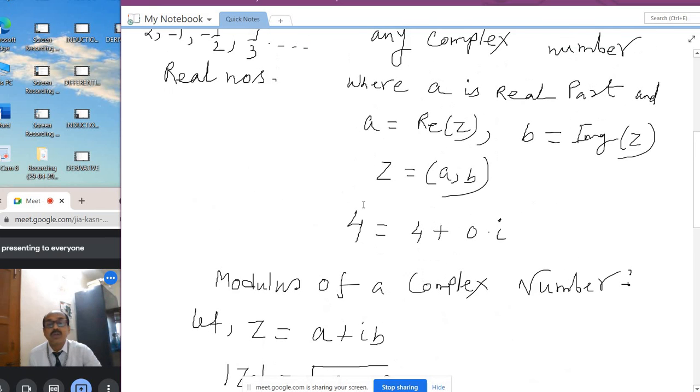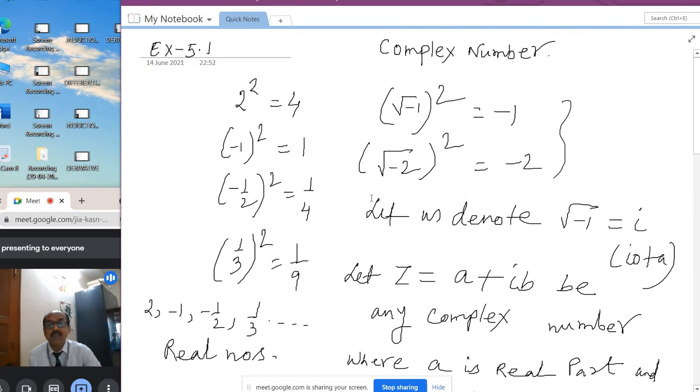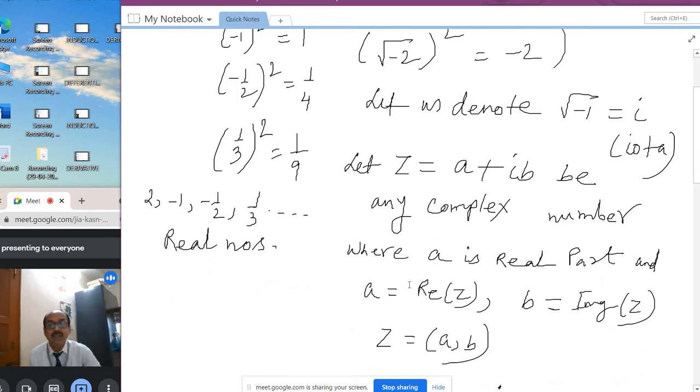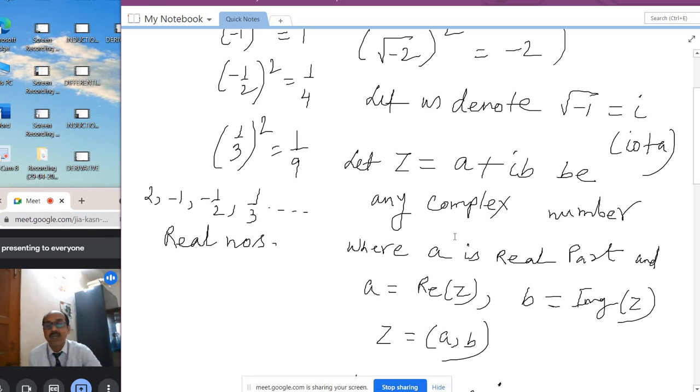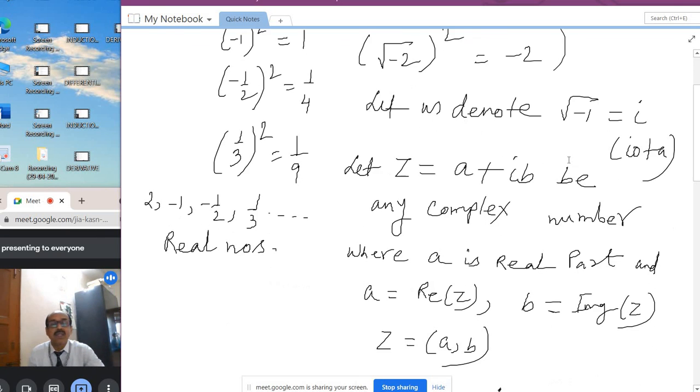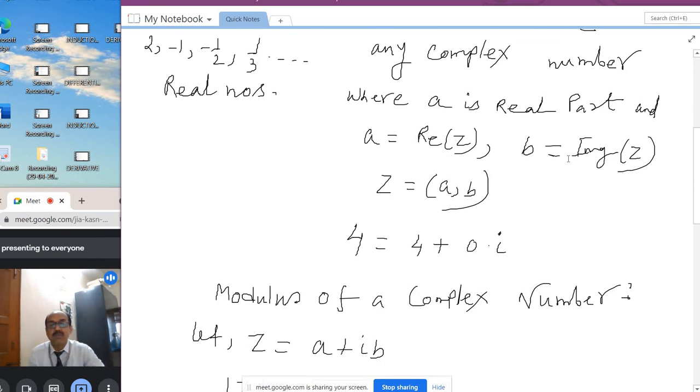So a complex number is z equal to a plus ib, be any complex number, where a is the real part and b is the imaginary part. And what type of numbers are complex numbers? The number whose square is negative, not positive, is a complex number. Under root of any negative number is a complex number.